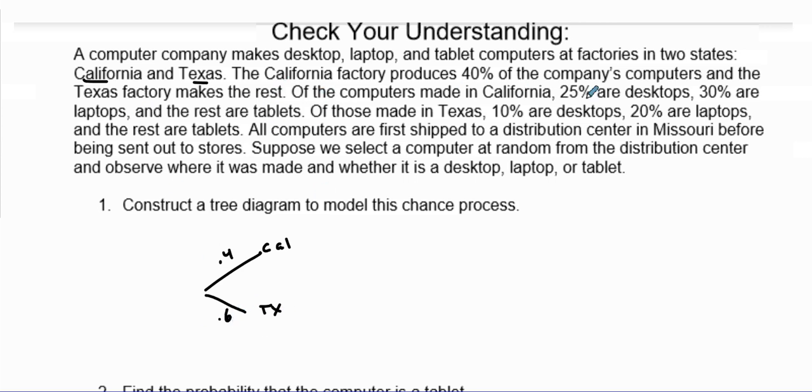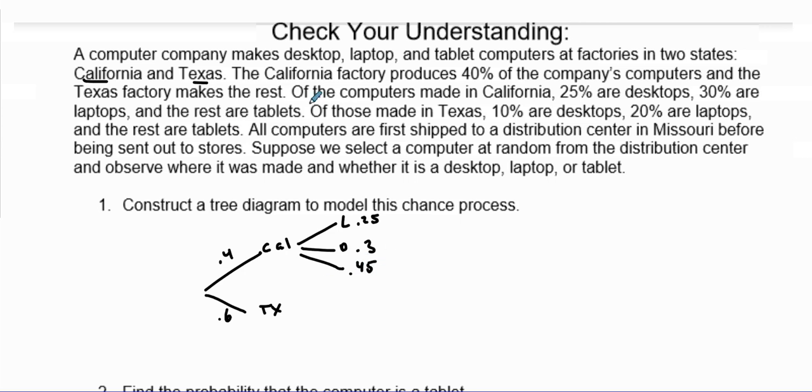Of the computers made in California, 25% are laptops. So for California, we're going to call this laptops, A. We know it's going to be 25%. We know the desktops, we'll just call it D, desktop is going to be 30%. And the rest are tablets. So if we add those together, we know that's going to be 55%, and the rest, 45%, are tablets.